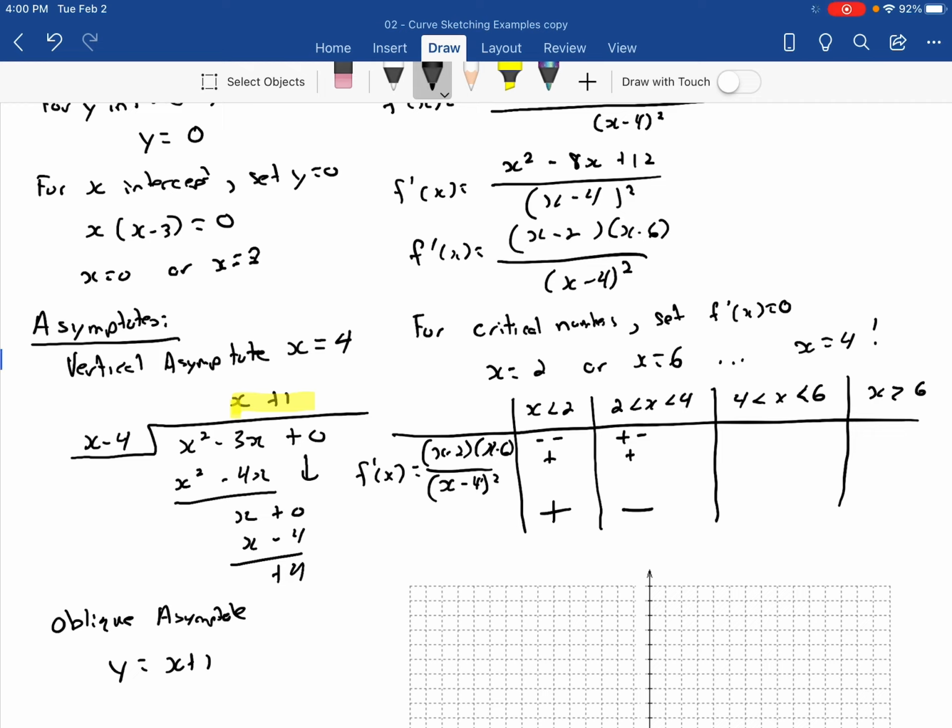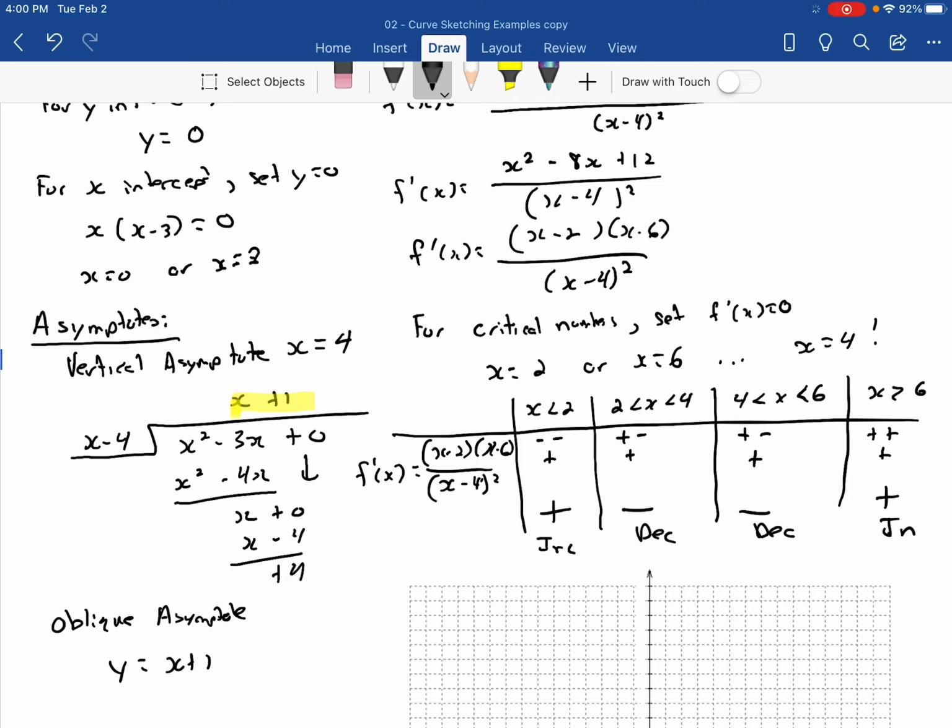x equals 5 is a good test value between 4 and 6. 5 minus 2 is positive. 5 minus 6 is negative. And 5 minus 4 squared is positive. So that's interesting that that went negative, negative there. And then x greater than 6, say 10, it's going to be positive, positive, positive. That gets positive, so I get increasing, decreasing, decreasing, increasing.